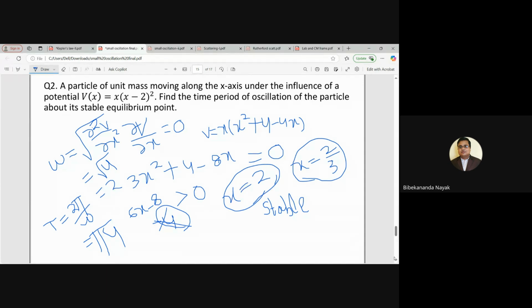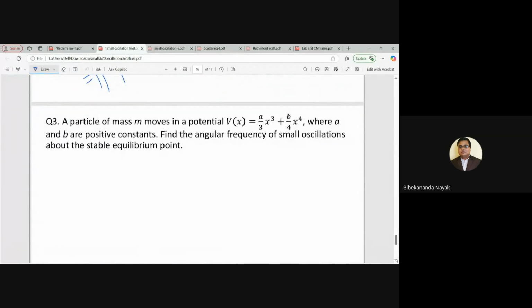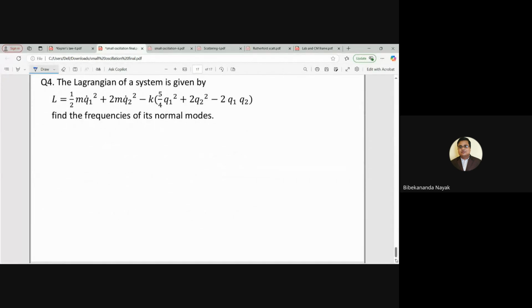Clear? This type of problem is another one you have to do. Okay, I'm not good there. There is also another problem. Okay, this is all about small oscillation.